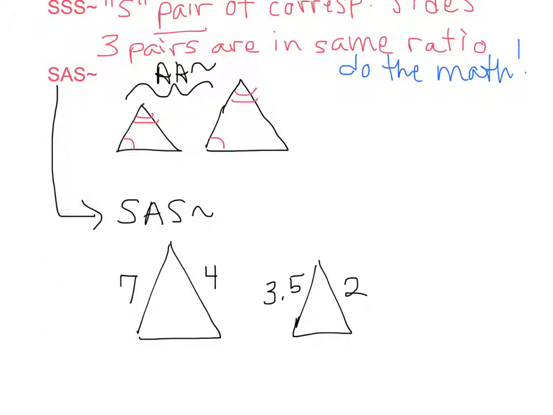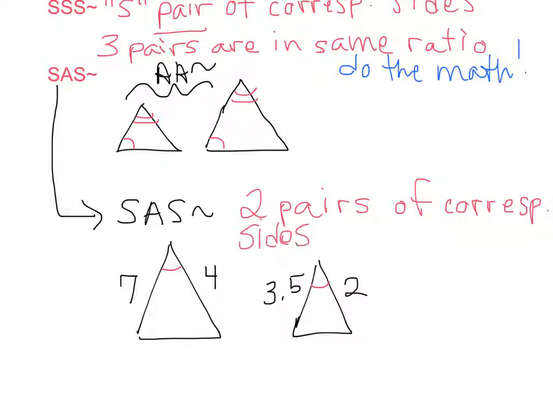So the corresponding sides that we would know that would be congruent in a side angle side similarity picture would look something like this. And again, we need to make sure that when we know side angle side, we again know 2 pairs of corresponding sides that are in the same ratio.